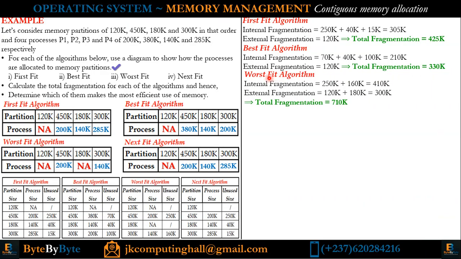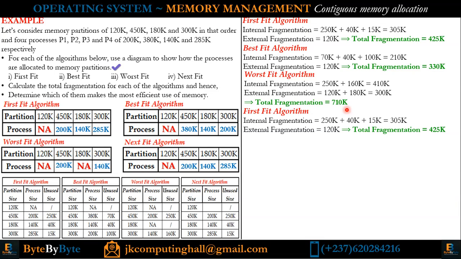For the worst fit algorithm, it has the name because it is the worst. Internal fragmentation, we have 250 plus 160, giving us 410. For the external fragmentation, we have two partitions not allocated, 120 and 180, giving us 300, making a total fragmentation of 710k.